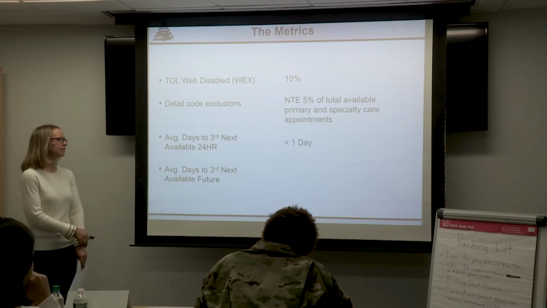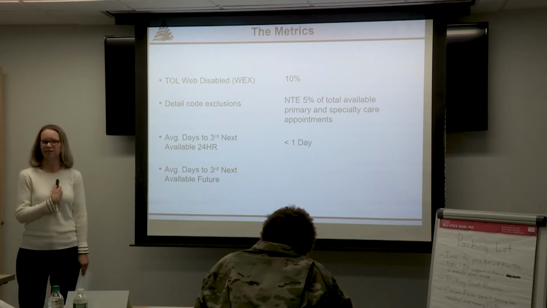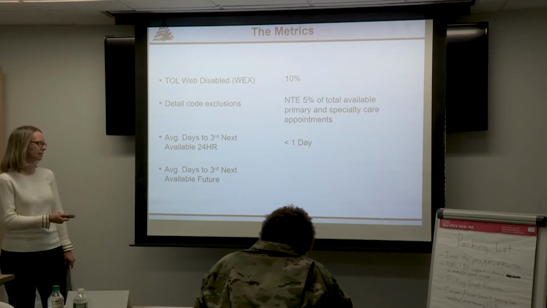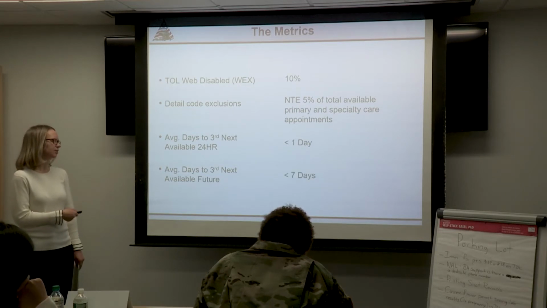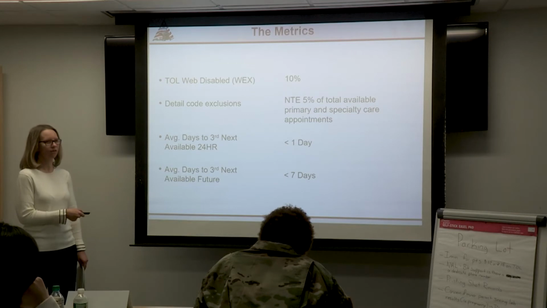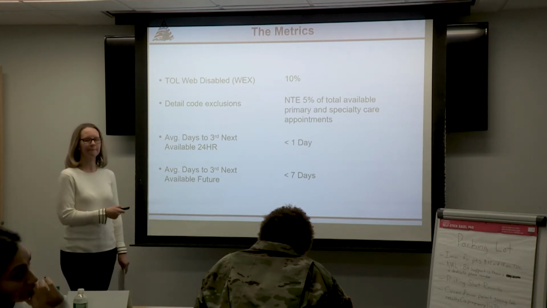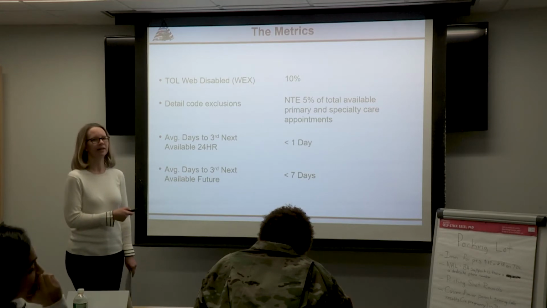Average days to third next available 24-hour appointment. This metric is looked at very heavily. The standard here is less than 1 day. And average days to third next available future is less than 7 days. Any questions on any of those? Yes, ma'am. Can you just explain what the third next available is? I don't understand that term.